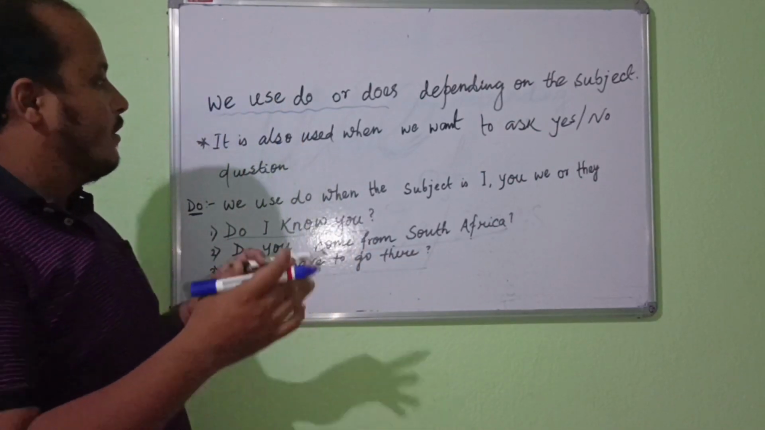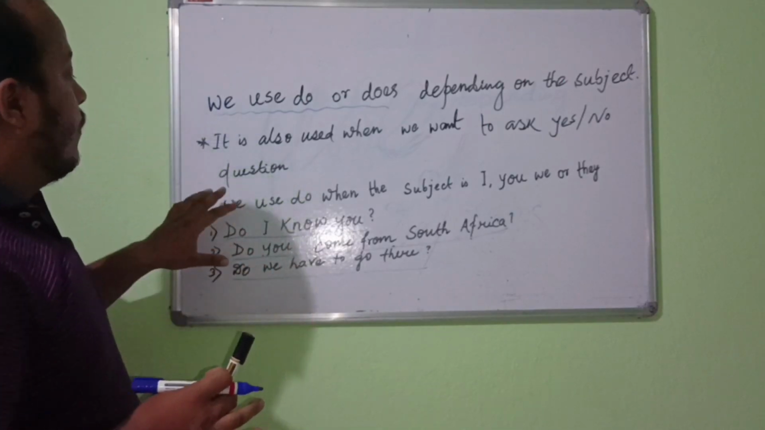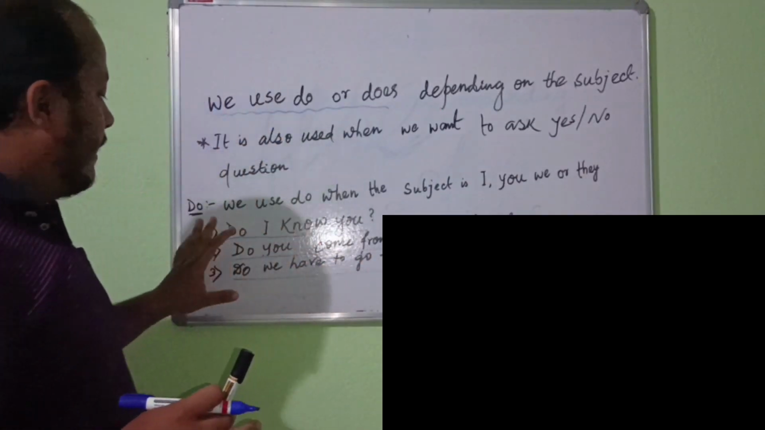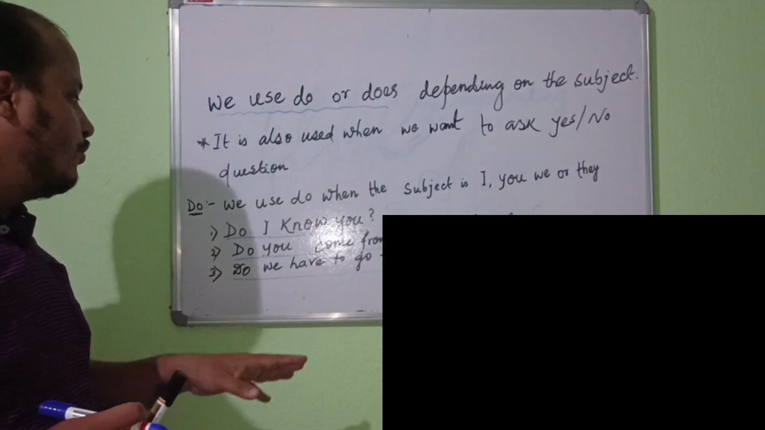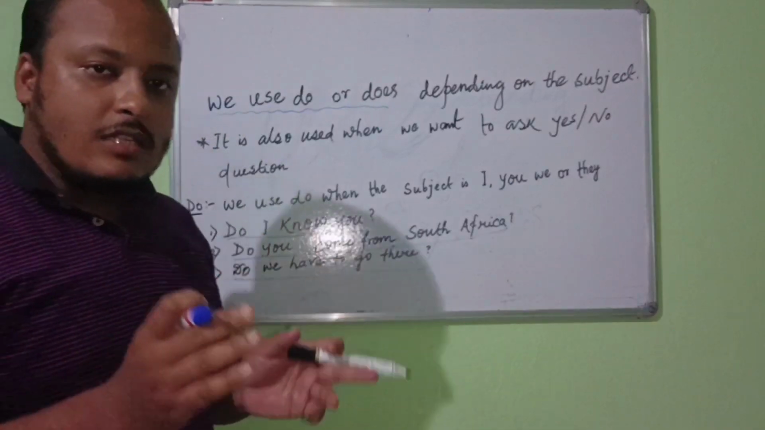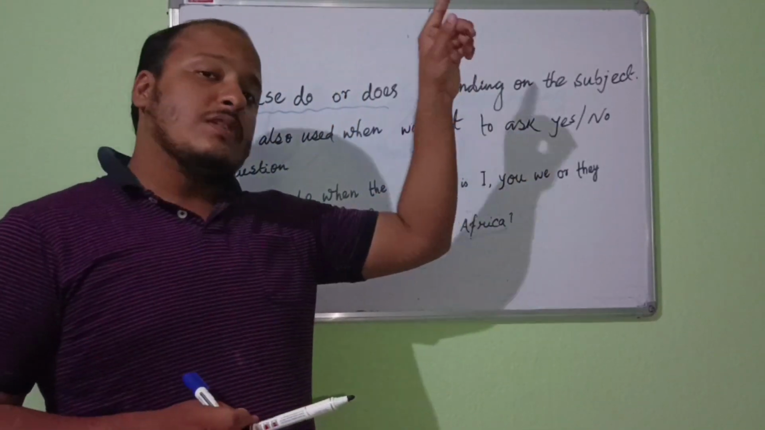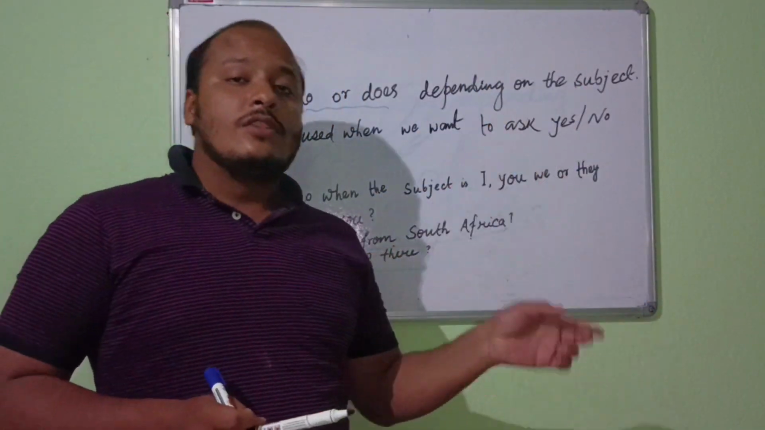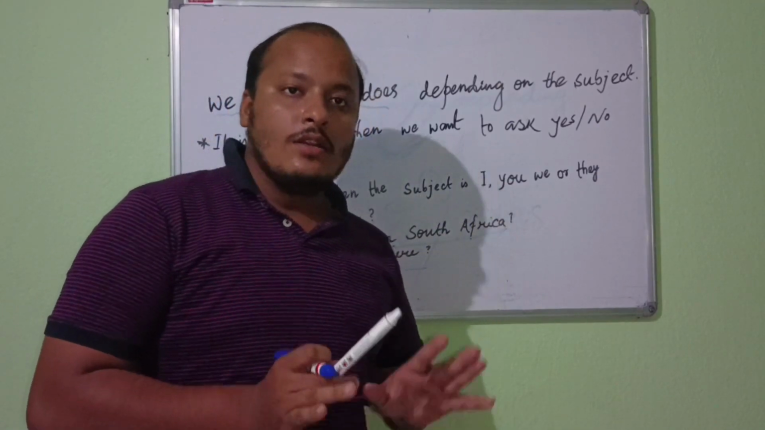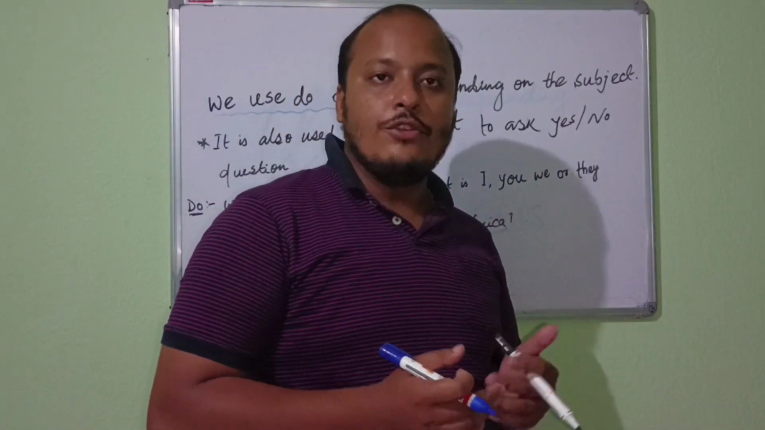That means the use of do I have already described. That is, we use do when the subject is I, you, we or they. And the examples are here. Do I know you? Do you come from South Africa? Do we have to go there? That means if the subject is in first person, second person, first person plural number and third person plural number, that time we have to use do. Alright. Now we are going to describe does, the use of does.